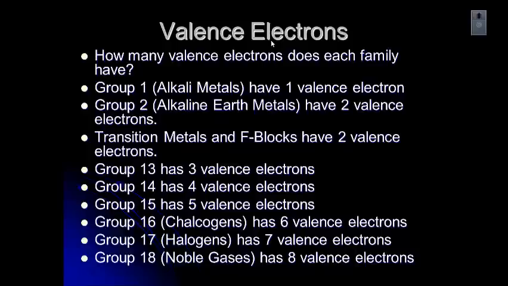Okay, so remember with the transition metals, what you have is the same situation that we had in the earlier slide, where you would have, say, 4s2 and then 3d5. Those 3d electrons are core electrons, so only the 4s2 electrons are valence electrons. So anytime that you're in that D block, they are only going to have 2 valence electrons. Same thing for the F block.